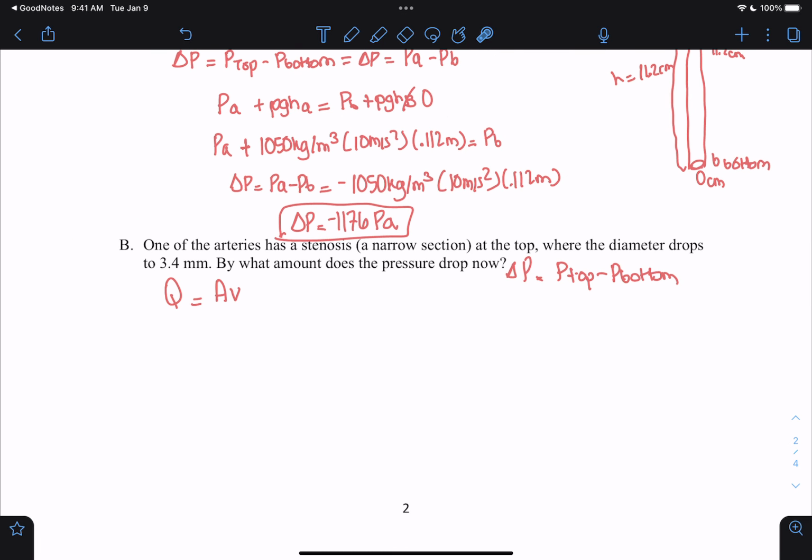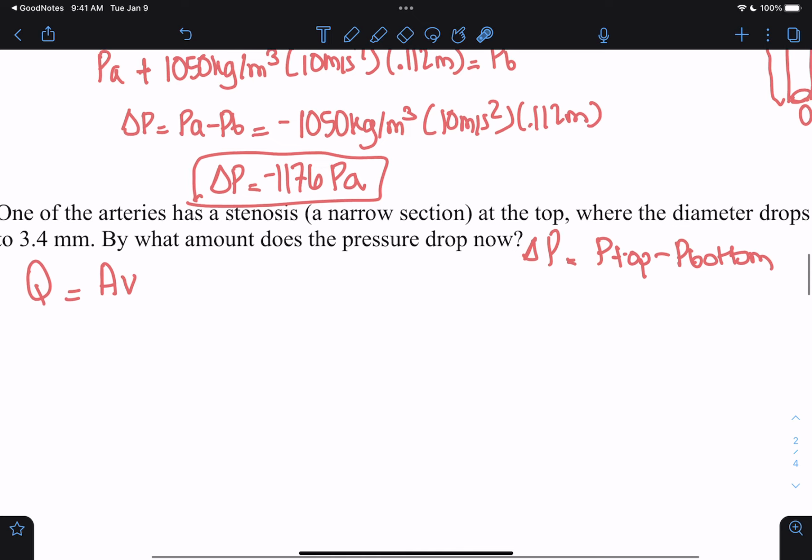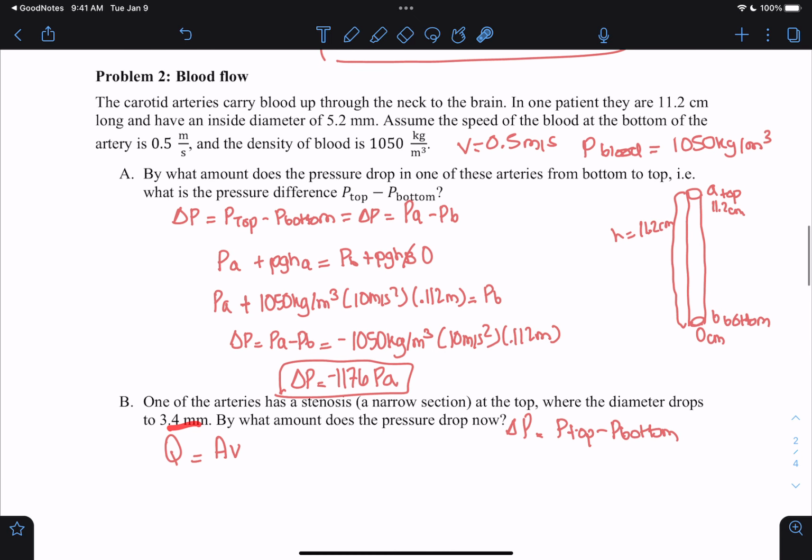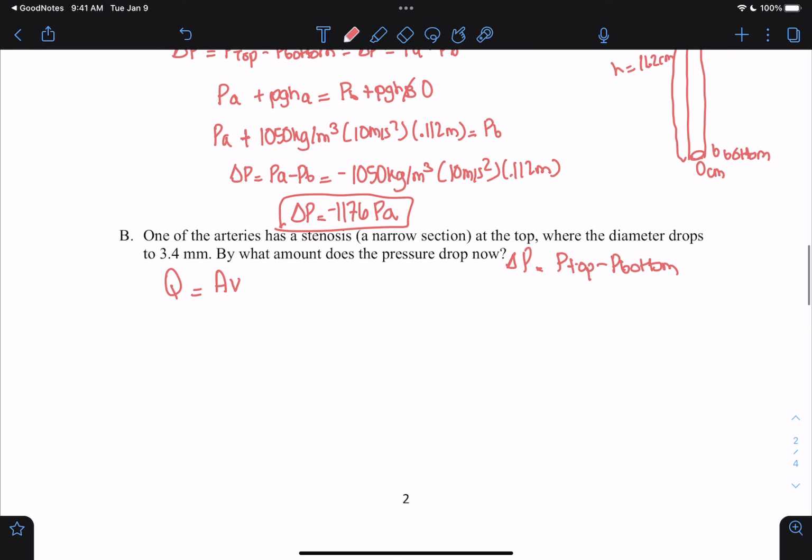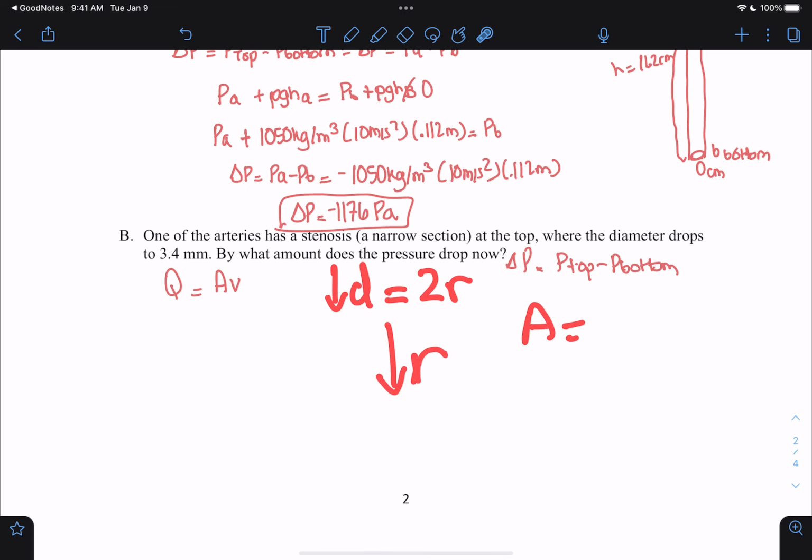we know that the area is decreasing here because the diameter drops to 3.4 millimeters from 5.2. So there's a decrease in diameter. If diameter decreases, well, diameter is equal to 2 times radius, so then radius decreases. If radius decreases, then area, which is equal to pi r squared, decreases. If the area decreases, the velocity has to increase to maintain the same Q. Oops, I wrote Q. There we go.